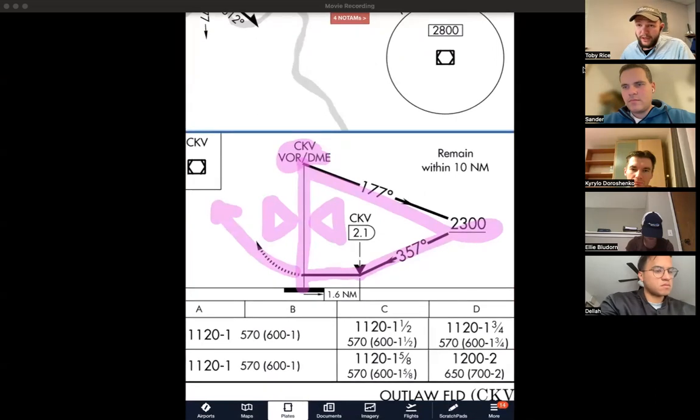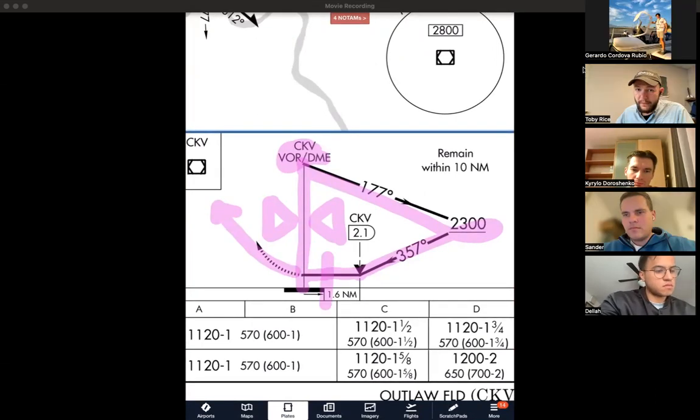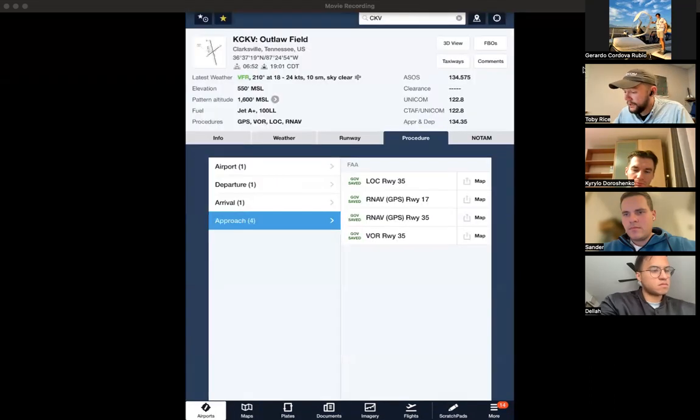Most approaches have the missed approach point usually pretty close to the end of the runway. However, some approaches do not. I'm going to pull up an example of that. Gerardo, go ahead.